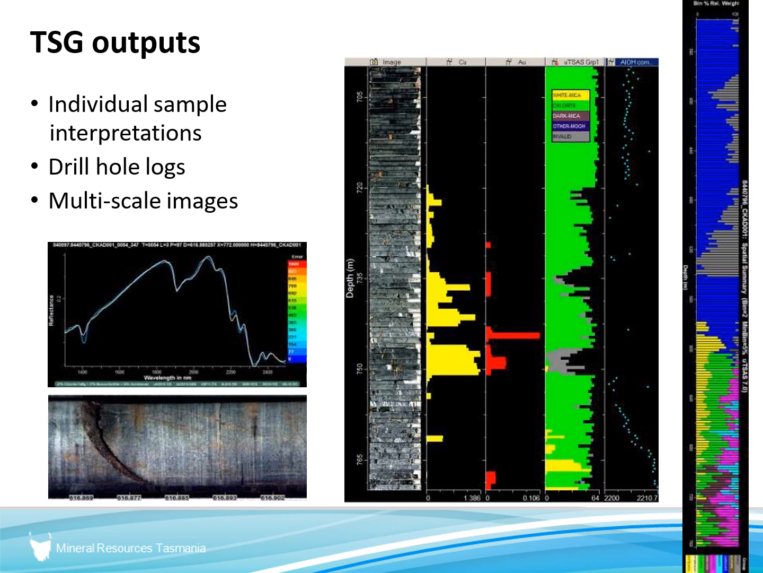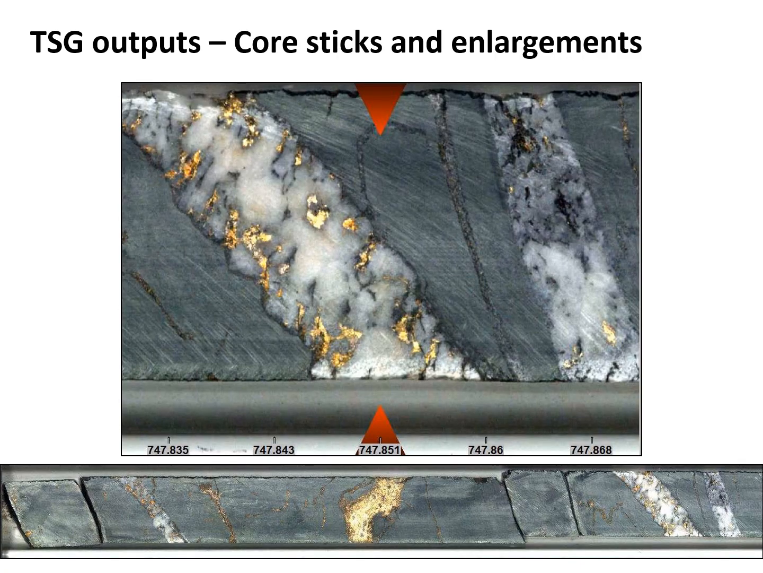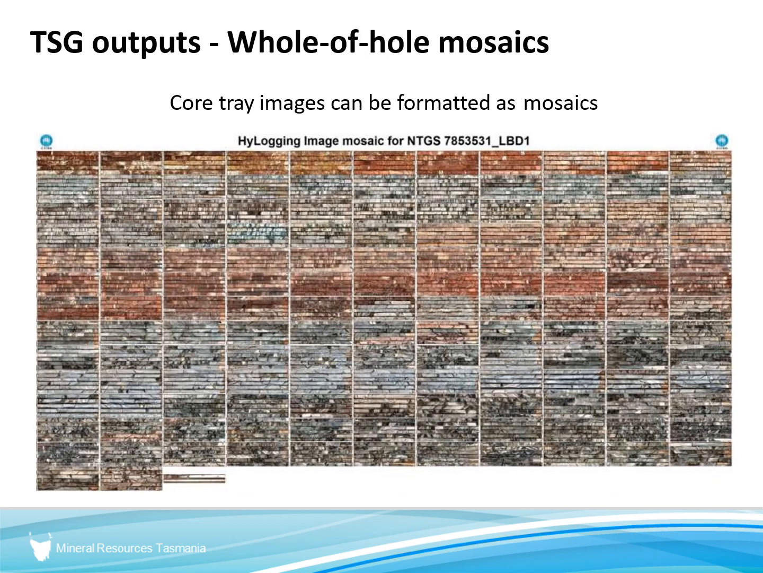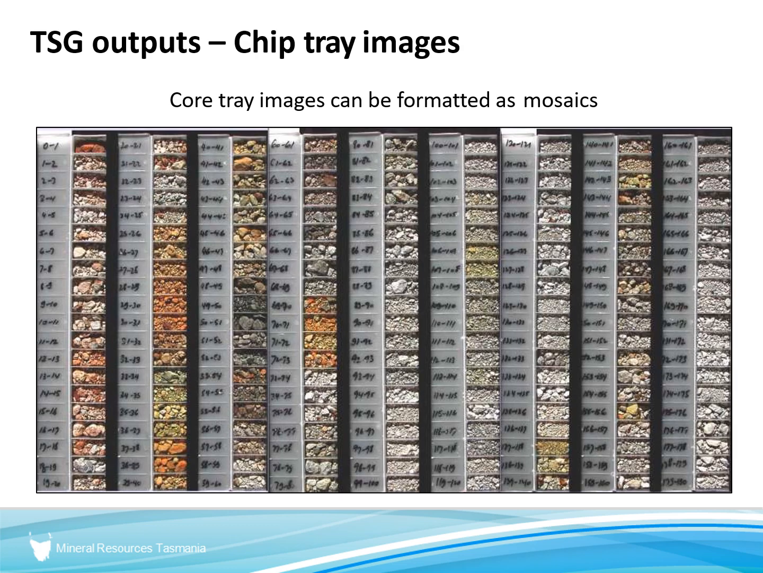These are other products you can get out of TSG, including the line scan imagery, really valuable by itself, either as close-ups, like here, whole sticks of core. You produce core images as well, in this case trays, and even the whole drill hole, like so. And we can handle chips, and you can see a whole drill hole pretty quickly like that. And all that's straight out of TSG. So that's the basics of HyLogging spectral geology.